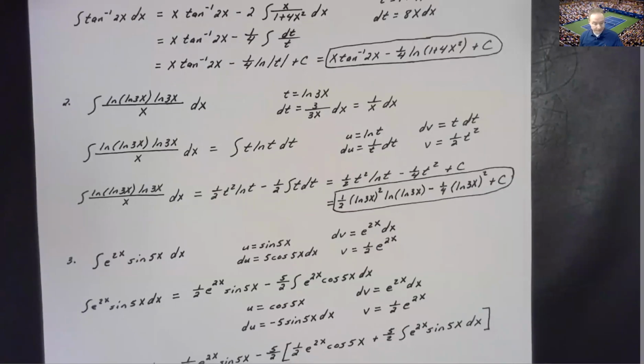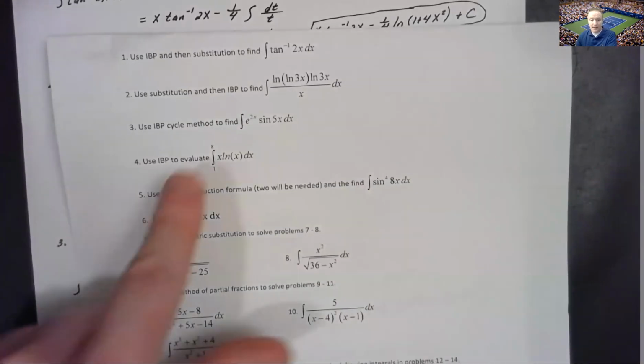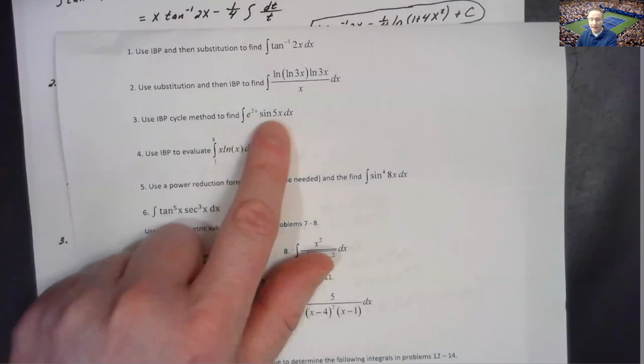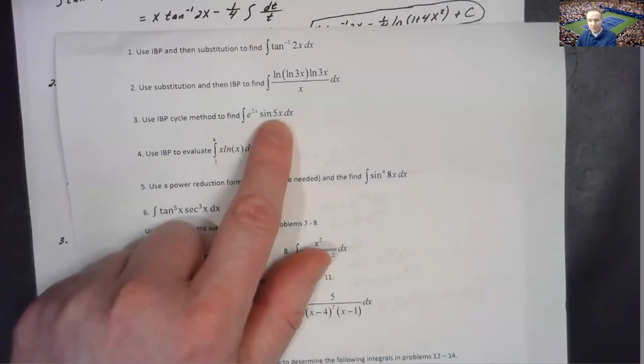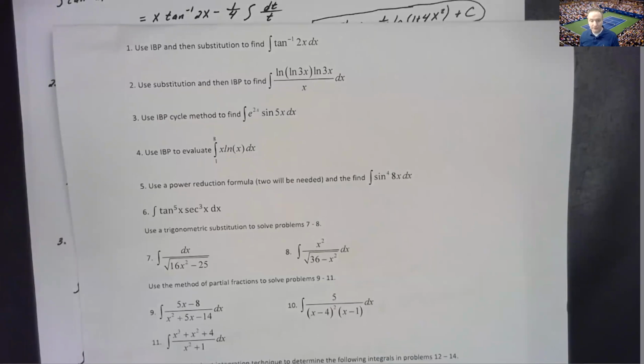The next one, and please note, it's a cycle problem. Integration by parts cycle method, anytime you have an exponential and a trig function, you know neither one of them is ever going to simplify when you take the derivative. It's going to keep on being an exponential function and keep on being a trigonometric function no matter how many times you take the derivative.